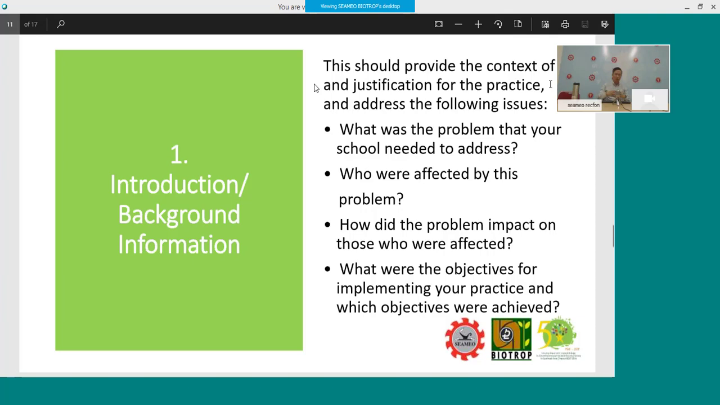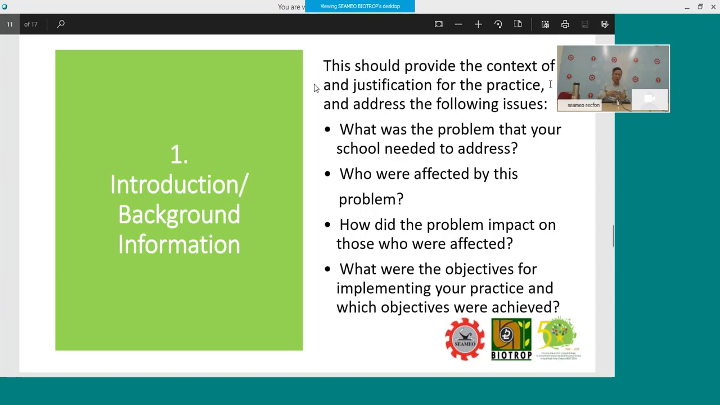Maybe there are some students who are not really active, or they are not in good health conditions, so they don't want to be involved in some activities. And then how did the problem impact on those that were affected? Yeah, if some students are not active in some school activities, then maybe they may not have a lot of friends, or they don't socialize very well, they don't have some groups where they belong, and so on and so forth.